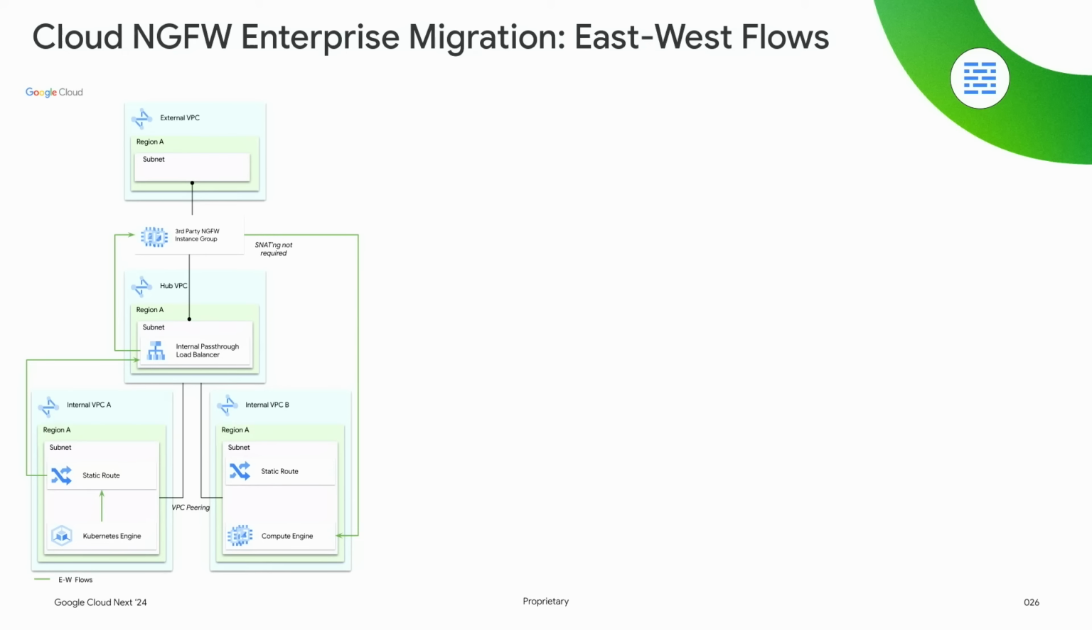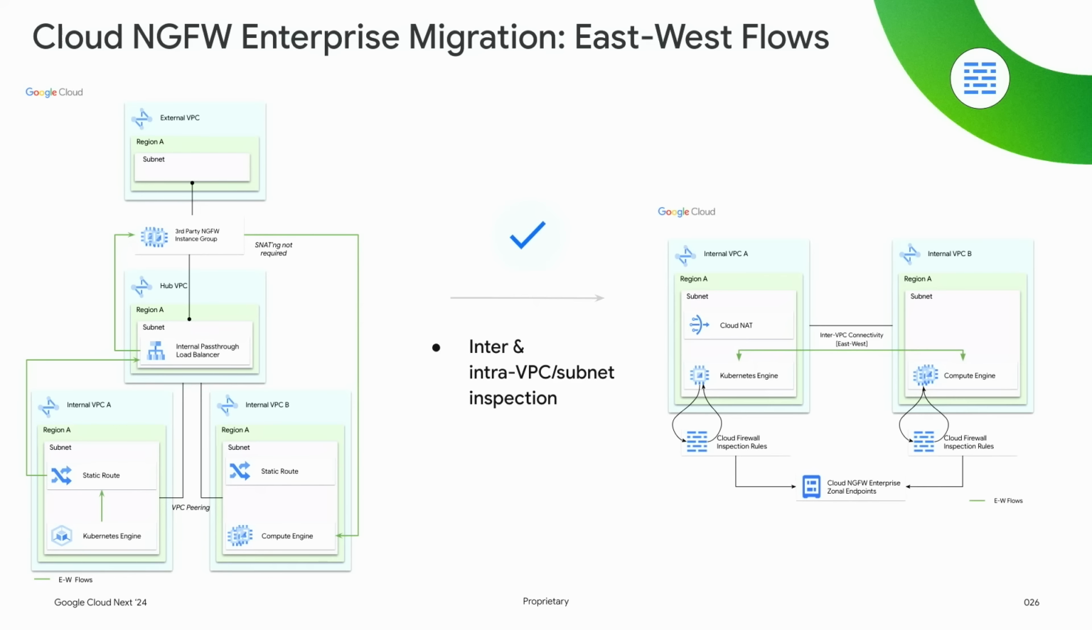the correct backend workload. Now, on the Cloud NGFW side, you actually have to do nothing because you've already set it up for the north-south flow. The workloads can already talk to each other. So automatically, the NGFW firewall rules apply. Almost no change required at all.